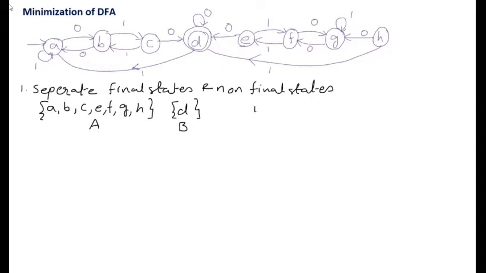This is zero equivalence, and it can be represented as pi of 0 with the two groups A comma B. That means A and B are distinguishable. That means we need to specify the A and B sets as separate states in the finite automata. Now we will find the one equivalence.